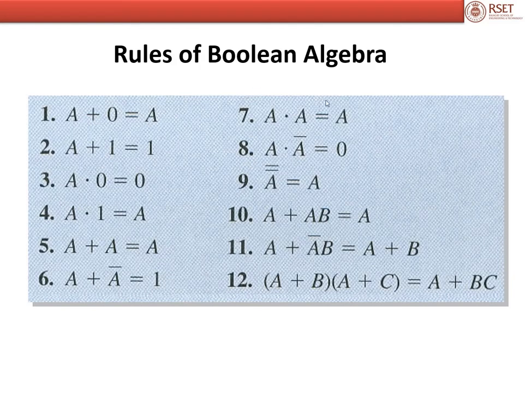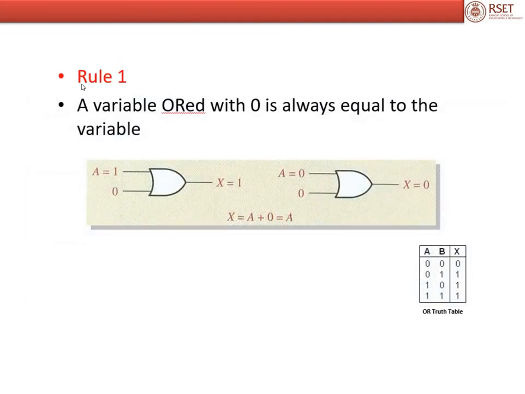Next, rules of Boolean algebra. So these are the various rules of Boolean algebra, that is A plus 0 is equal to A, A plus 1 is equal to 1, A into 0 is equal to 0, A into 1 is equal to A, A plus A is equal to A, A plus A bar is equal to 1, A into A is equal to A, A into A bar is equal to 0, A bar bar is equal to A, A plus AB is equal to A, A plus A bar B is equal to A plus B, A plus B into A plus C is equal to A plus BC. So we will see each in detail.